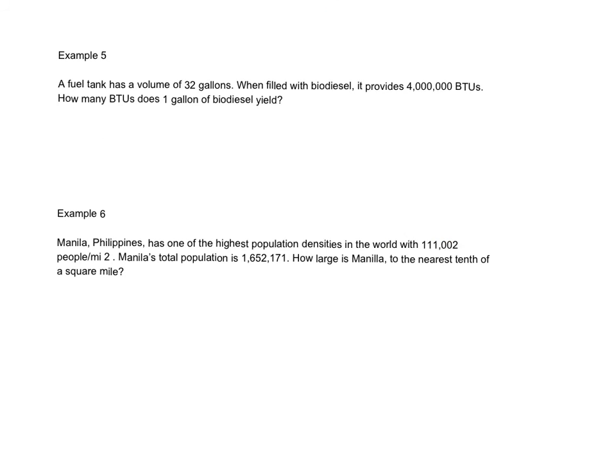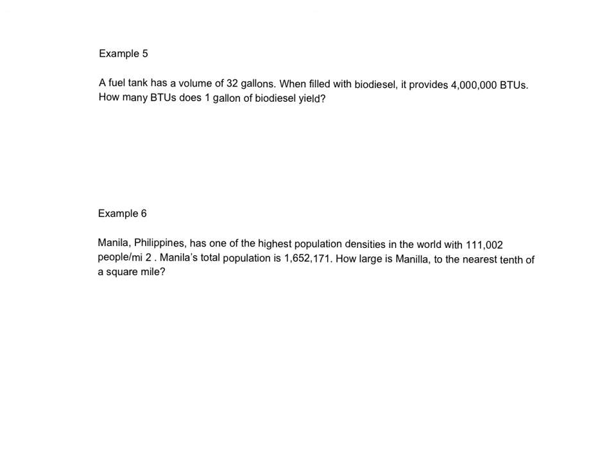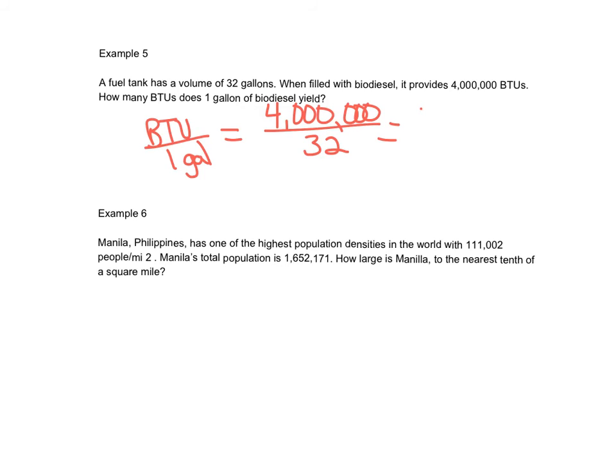Example 5 says a fuel tank has a volume of 32 gallons. When filled with biodiesel, it provides how many BTUs in 1 gallon? So BTUs per 1 gallon is going to be 4 billion divided by 32 gallons, which gives us 125 million BTUs per gallon.